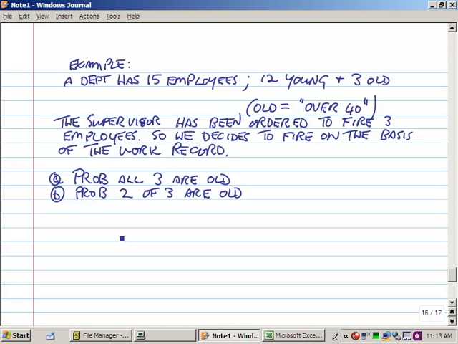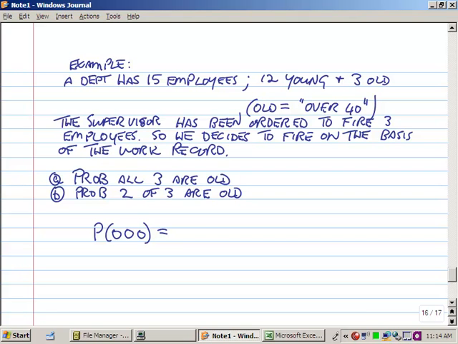Alright, let's look at the answers for these now. Probability all three are old, so there's a probability old on the first, old on the second, old on the third. It's just one way, so we don't have to go through the more complicated way of number of ways times the probability of one way, since it's just one way.